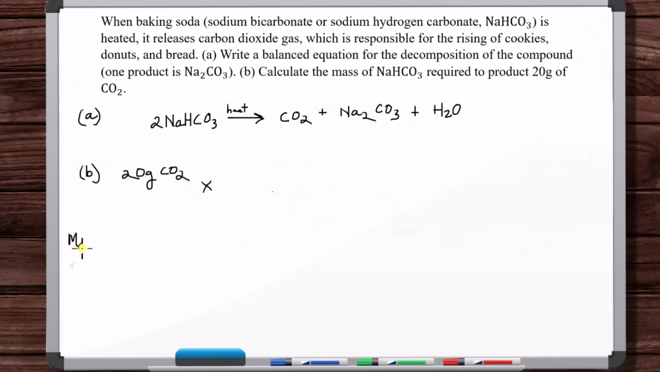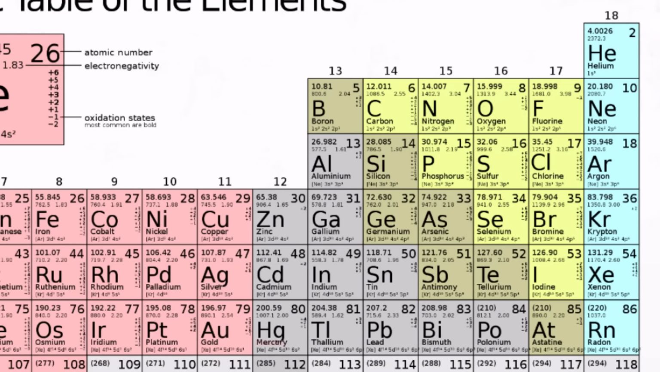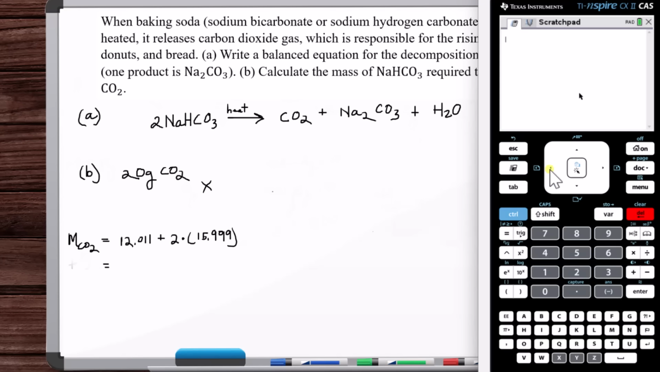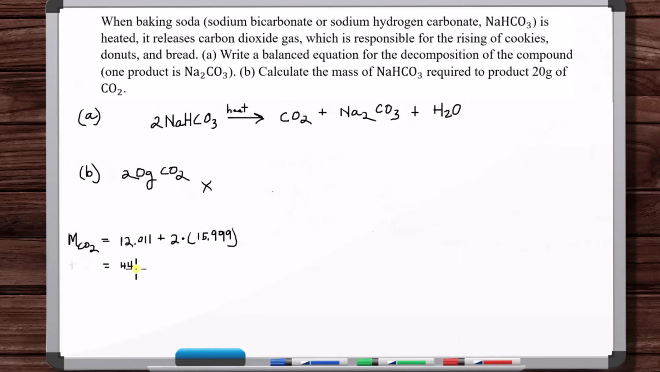So the molar mass of CO2 is equal to the atomic weight of carbon, 12.011, plus 2 times the atomic weight of oxygen, 15.999, which is 44.009 grams of CO2 per mole.